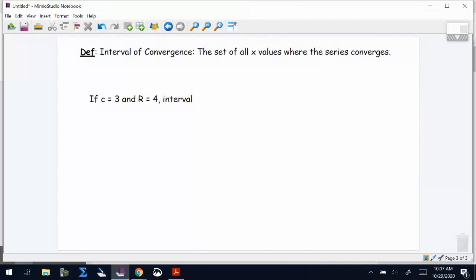So one more definition, and I know I've already referenced this multiple times, but I want to make sure you know what I'm talking about when I talk about an interval of convergence. An interval of convergence is all of your x values which would create a series that converges. So for example, if I'm centered at 3, so again, think of a number line, and my radius is 4, that means I'm going to go 4 in each direction. So my interval is going to go from -1 to +7.